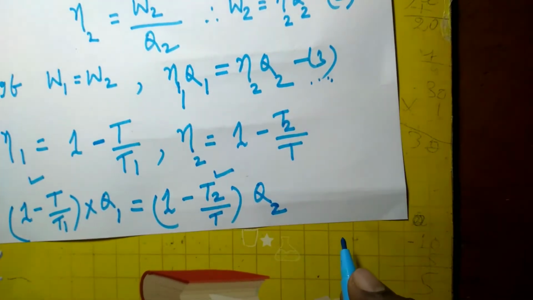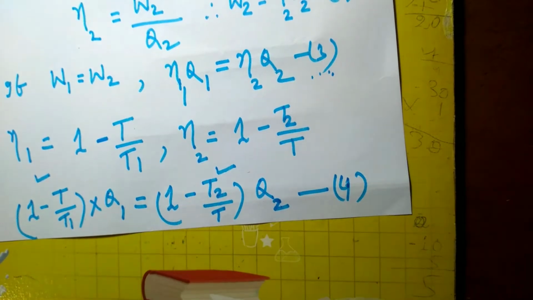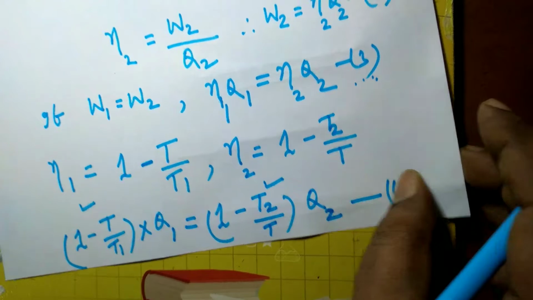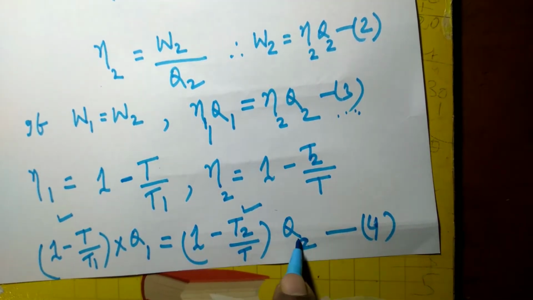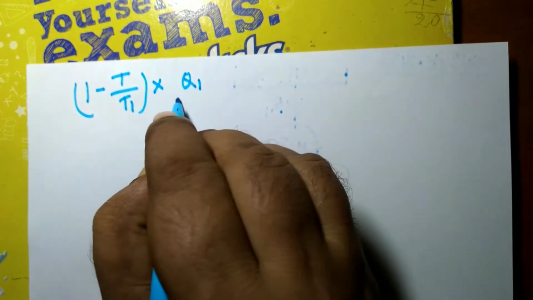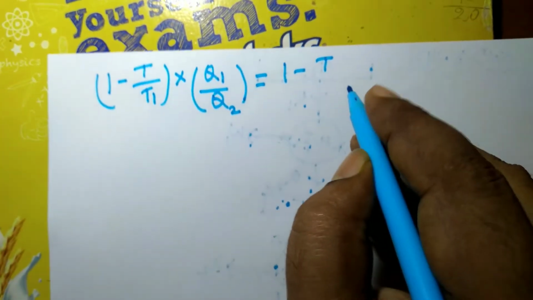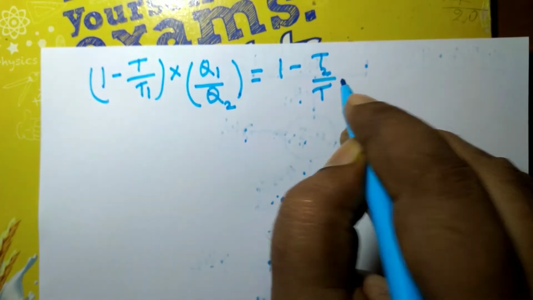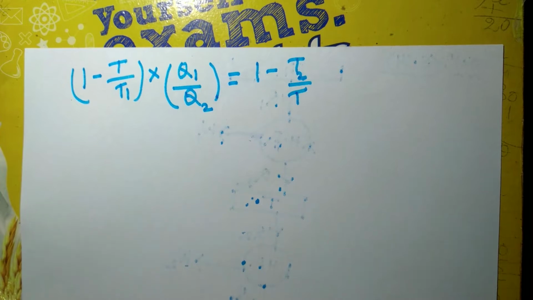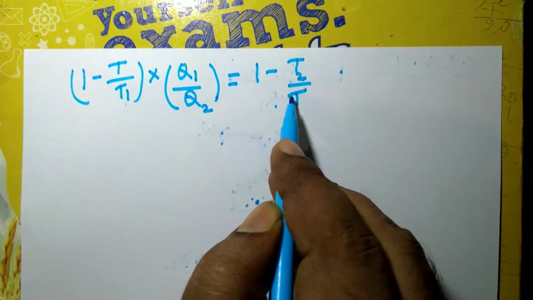Suppose this is equation 4. Now I can rewrite equation 4 by bringing Q2 to this side: 1 minus T upon T1 multiplied by Q1 divided by Q2 is equal to 1 minus T2 upon T. So this is the relation: 1 minus T upon T1 multiplied by Q1 by Q2 is equal to 1 minus T2 by T.